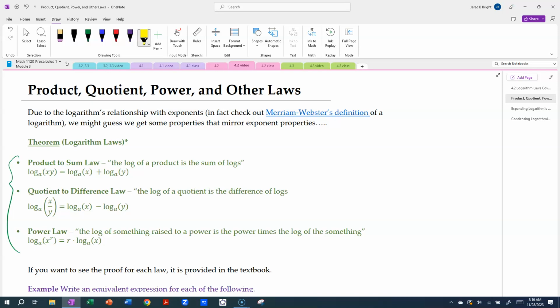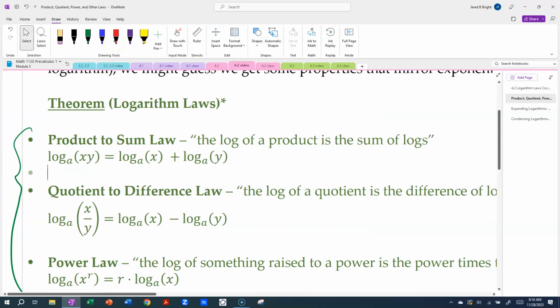All right, product to sum. The reason it's called product to sum is because we literally take, if you zoom in, a product inside of a log, so that's multiplication, product means multiplication, and it becomes a sum of same base logarithms. So the way I remember this is: log of a product is equal to the sum, add, of logarithms. So you just split it up. Multiplication becomes addition between logs.